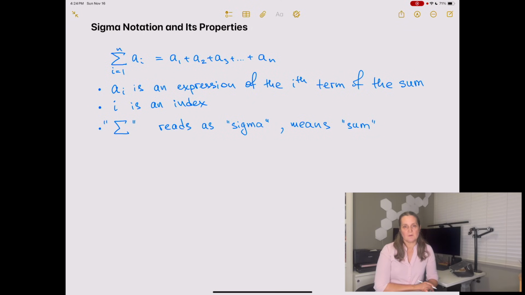Welcome to week 12 of our calculus course. Today we will review sigma notation and its properties.